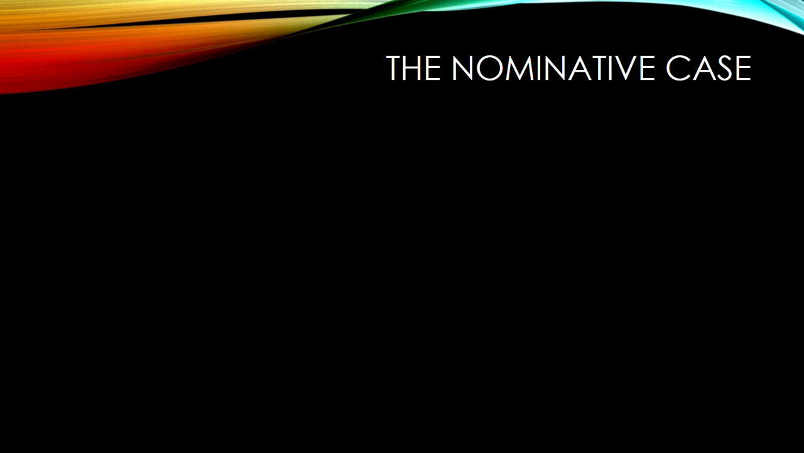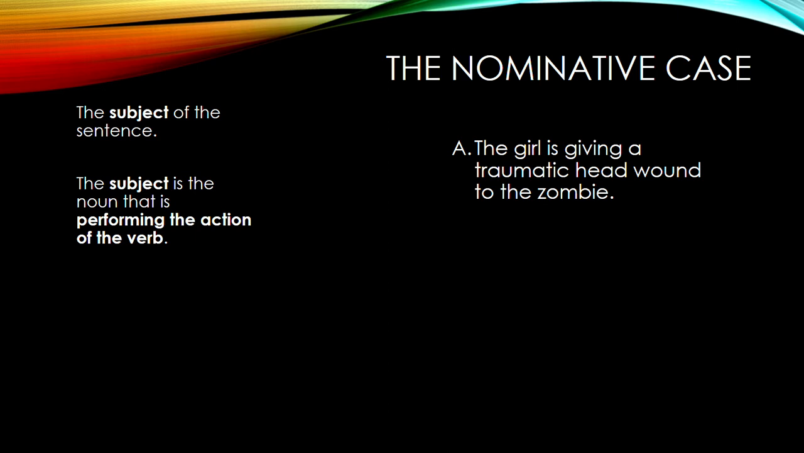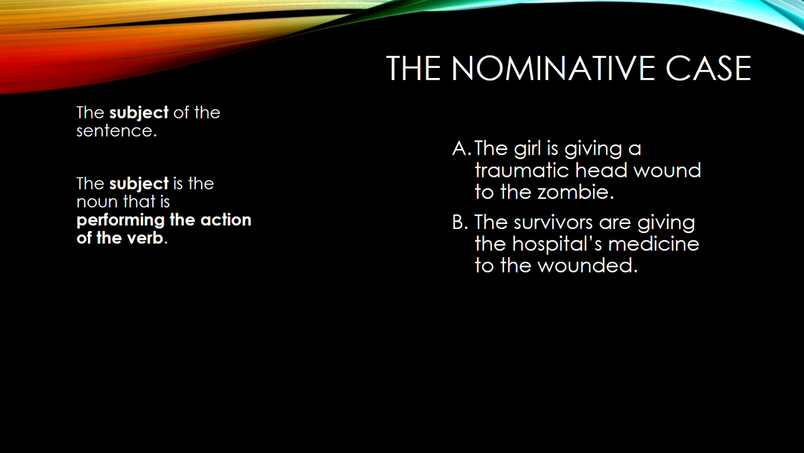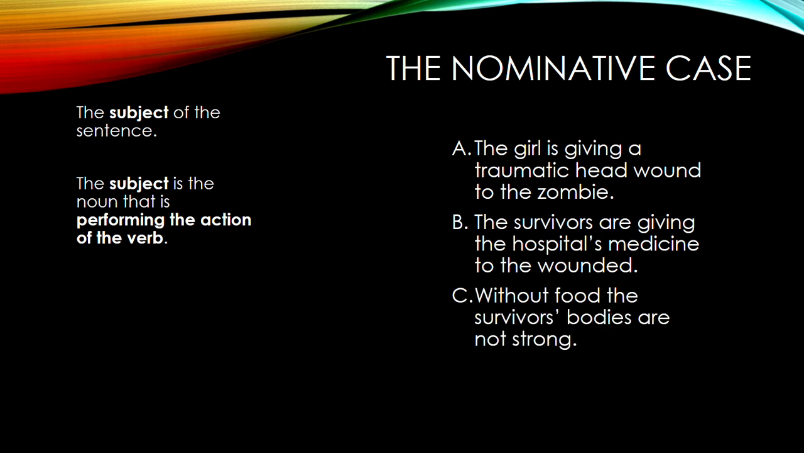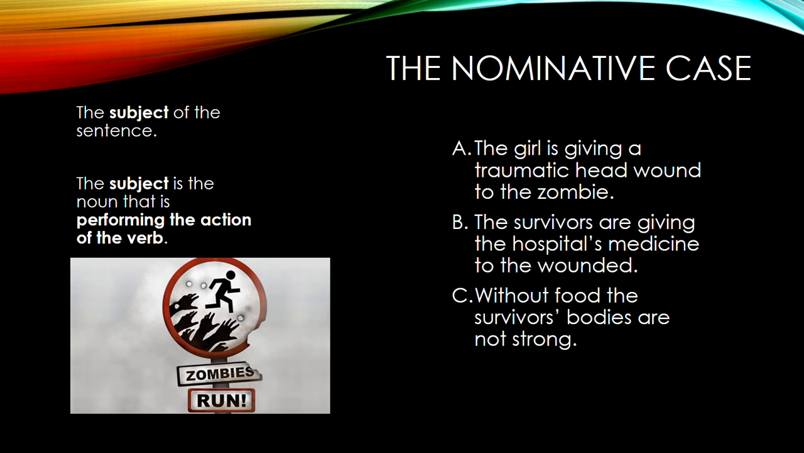The nominative case indicates the subject of the sentence. The subject is the noun that is performing the action of the verb. In sentence A, the subject is the girl. In sentence B, the subject is the survivors. What is the subject of sentence C? If you guessed bodies, you are correct. Therefore, the girl in sentence A would be in the nominative singular. The survivors in sentence B would be nominative plural, as well as bodies in sentence C.